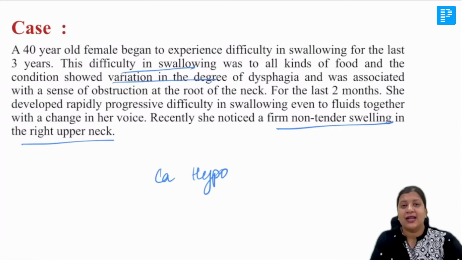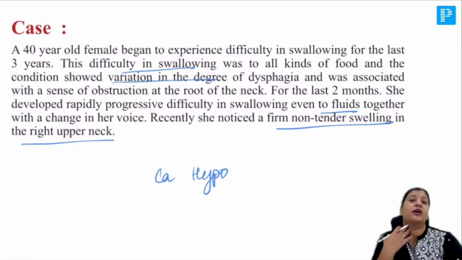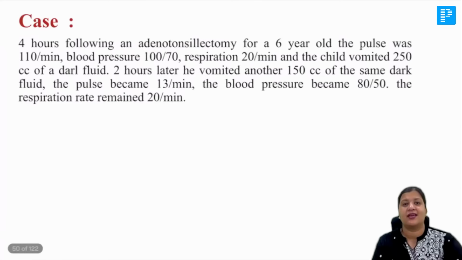Okay, why is there dysphagia? Because of mechanical obstruction. Initially, it was for solids. Later, it became even for liquids. And along with that, if there is a neck node, then you should think about CA hypopharynx.